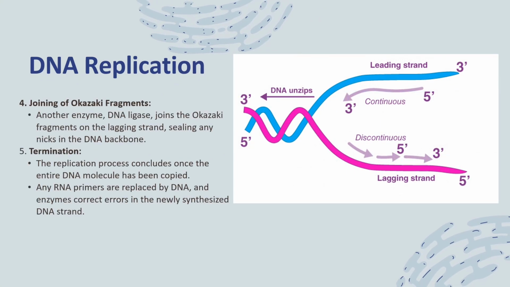Step number 4 is the joining of Okazaki fragments. Another enzyme called DNA ligase will join the Okazaki fragments on the lagging strand. It will seal any nicks in the DNA backbone. Step number 5 is the last step, termination. The replication process concludes once the entire DNA molecule has been copied. Any RNA primers are replaced by DNA, and an enzyme corrects errors in the newly synthesized DNA strand.